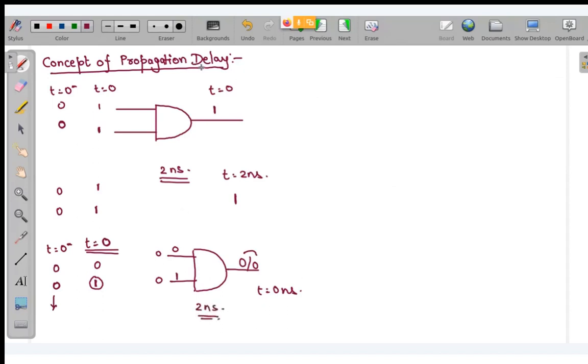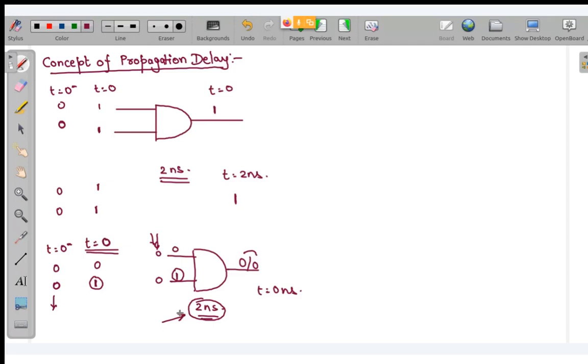So propagation delay is basically the time taken by the gate to stabilize the output. Here initially the output was 0, and when I changed one of the inputs, my output is still 0. So propagation delay didn't come into effect. Propagation delay will only come into effect when there is a transition in state, a transition in outputs. Did we understand this concept? Even with the propagation delay of the gate being 2 nanoseconds, there was no transition. So this is what we mean by propagation delay.